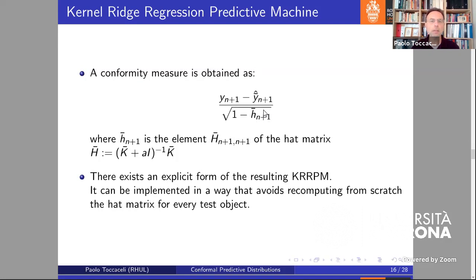And here we have to take the square root of 1 minus h bar of n+1, where h bar is the n+1 diagonal element of the hat matrix, which is what puts the hat on the y values, so makes predictions out of the y values. And its expression is shown here. But you don't have to worry too much about these details.